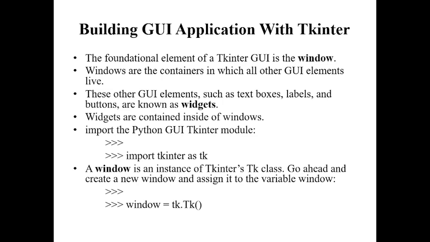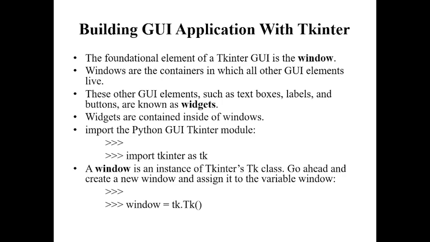Now let's see how to build a GUI application with tkinter. The fundamental element of a tkinter GUI is the window. Usually a window is a fundamental element of almost every GUI. So windows are the containers in which all other GUI elements live. These GUI elements such as text boxes, labels, buttons are known as widgets.